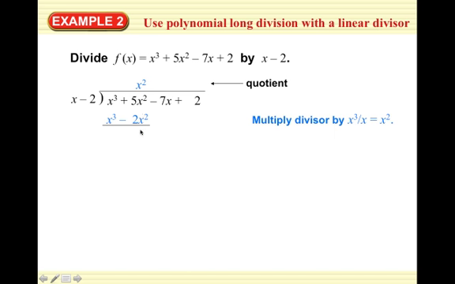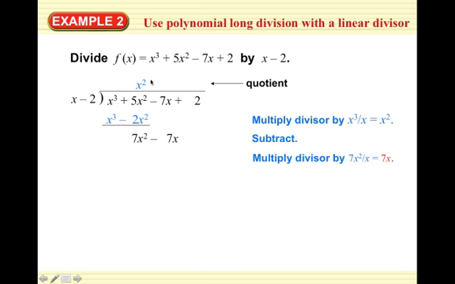Okay, remember, after we multiply, we subtract. Okay, x cubed minus x cubed is 0. 5x squared minus negative 2x squared is 5x squared plus 2x squared, which is 7x squared. And we bring down the next term, so minus 7x. So now what are we going to do? We're going to repeat that process. We're going to take this 7x squared and divide by x, and that is going to give us 7x.